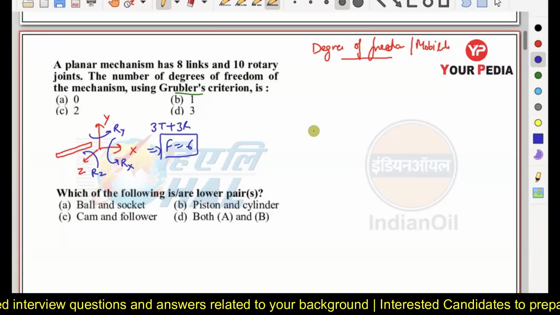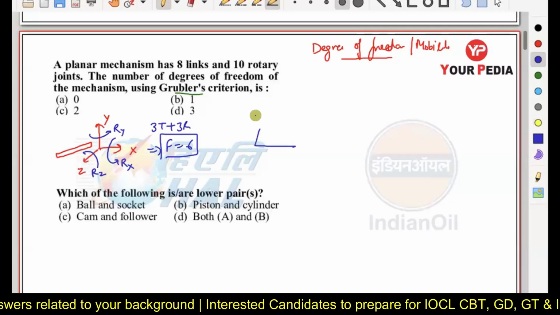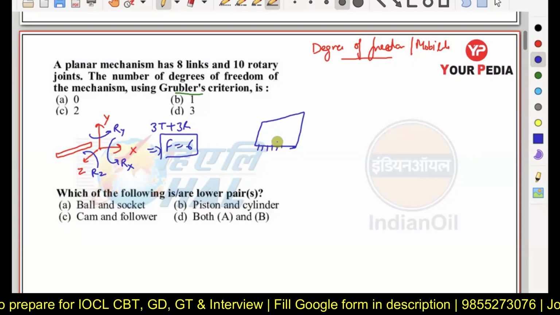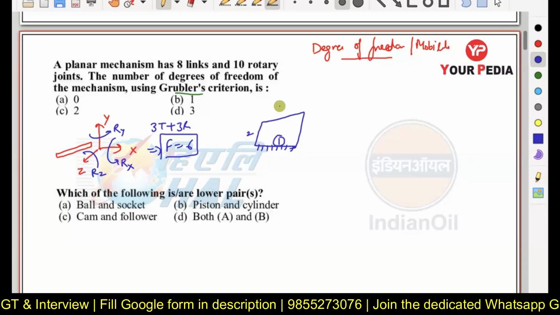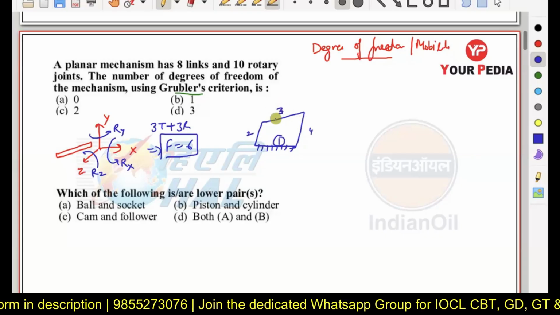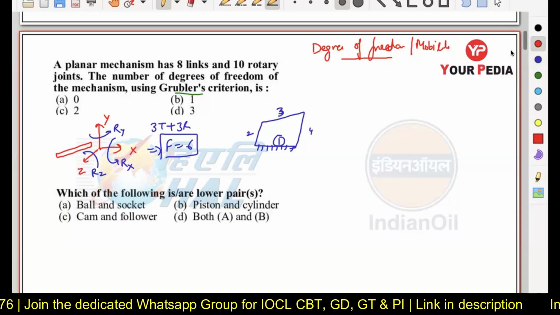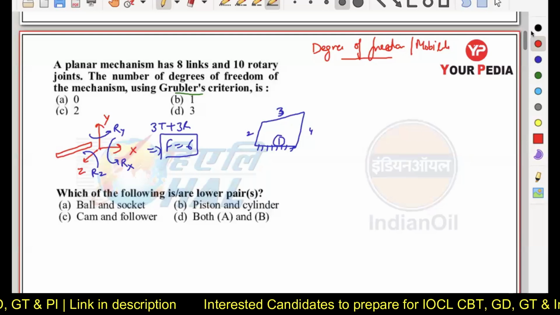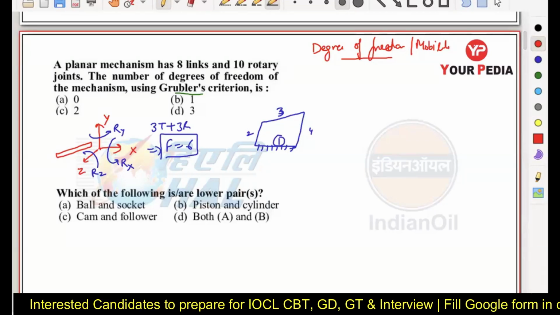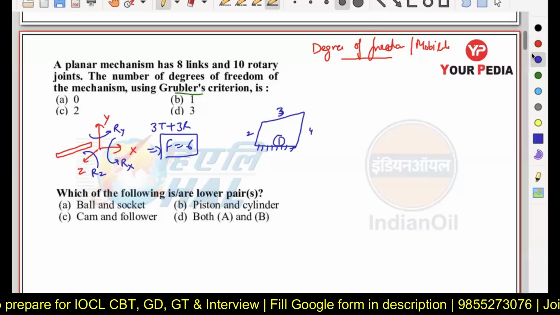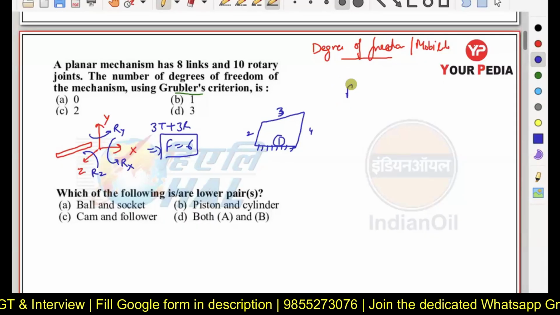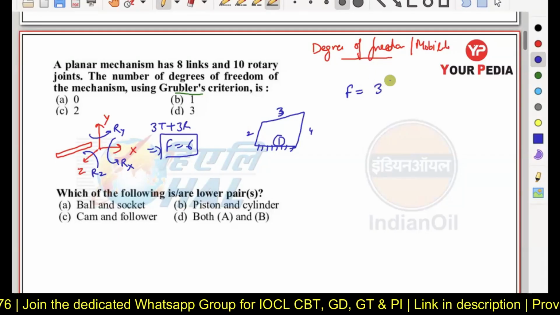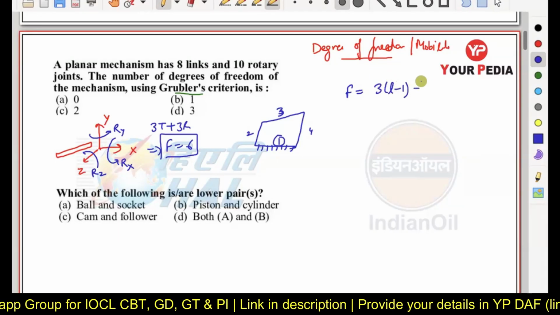But in the case of a mechanism, for example, let us suppose we have a 4-bar mechanism. In this case, I am assuming link number 1 is fixed. So what is the meaning of degree of freedom? Degree of freedom simply represents how many inputs are required to have a constrained output. That is basically the definition of degree of freedom. So the degree of freedom represents the number of inputs required to obtain a constrained output. It has a formula F equals 3(L minus 1) minus 2J minus H.